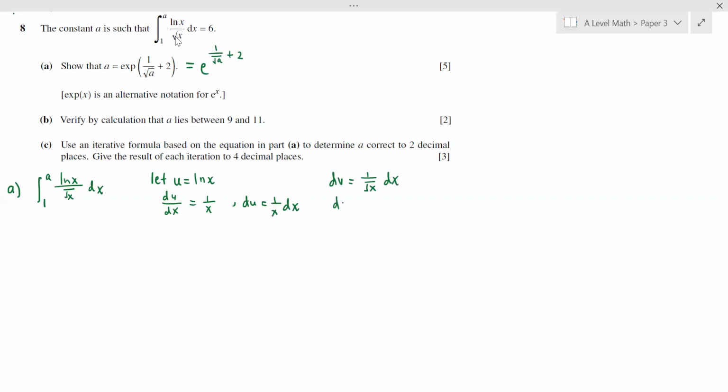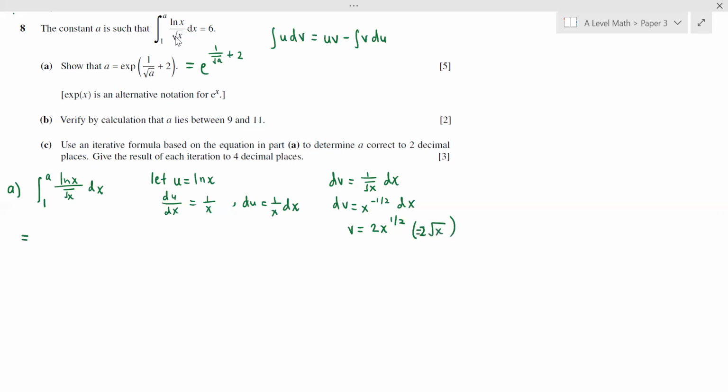1 over square root of x is x to the negative 1 over 2. Then when we integrate, we add 1 to the exponent. That will be 1 over 2. So this is 2x to the 1 over 2. And when we integrate using integration by parts, you have u dv, this becomes uv minus the integral of v du. So u is ln x and v is 2 square root of x.